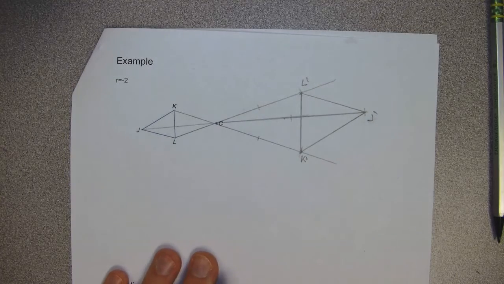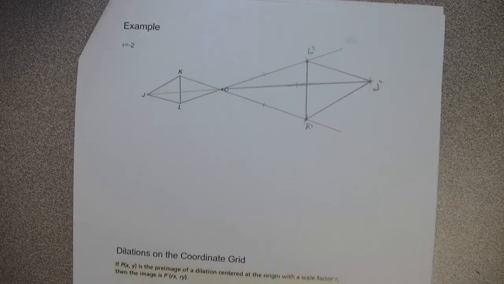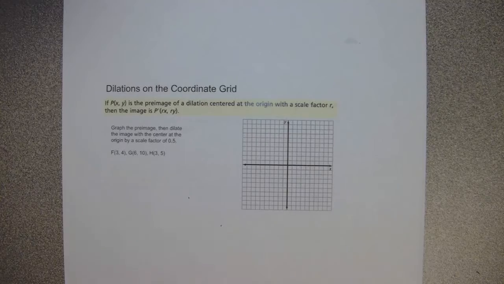All right, well, let's real quick try one on the coordinate grid. Those are a lot easier. We don't need near as many tools to get that done. So let's see what we've got here. Dilations on the coordinate grid.